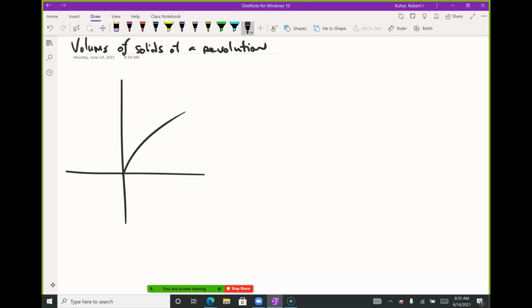Like let's say the area from 0 to 1 of square root of x, right? And we're going to rotate it about an axis. Okay. So I'm taking this particular area here from 0 to 1. So this area. And I'm going to rotate it around the x-axis. And it's going to become a three-dimensional solid.